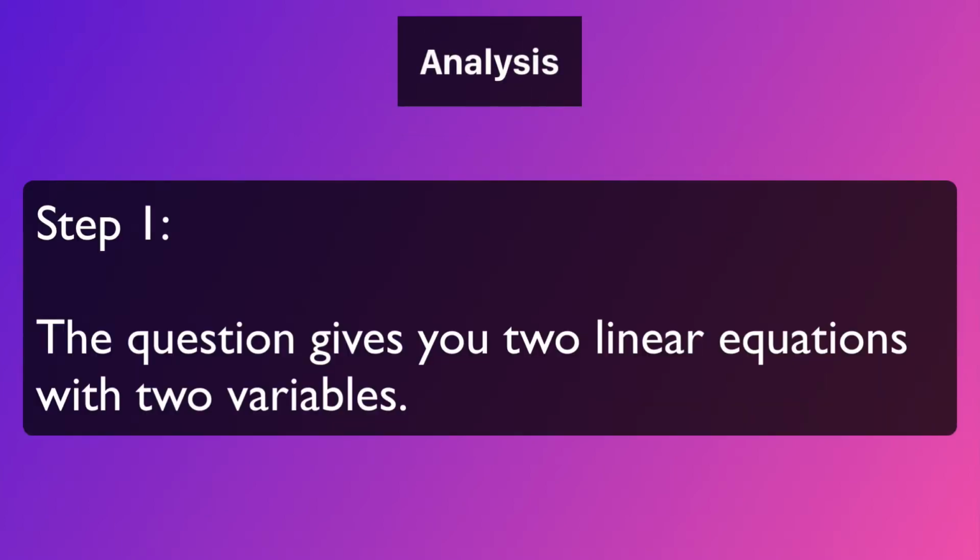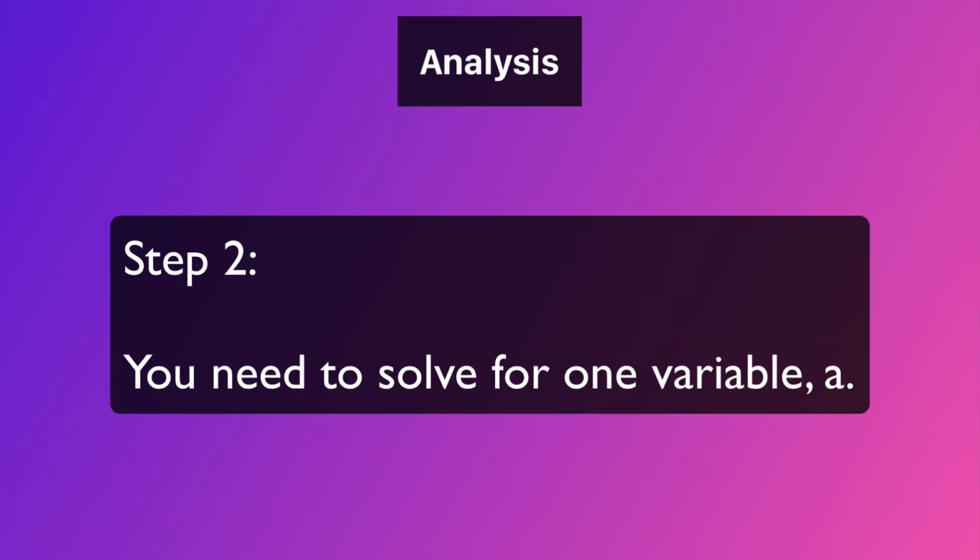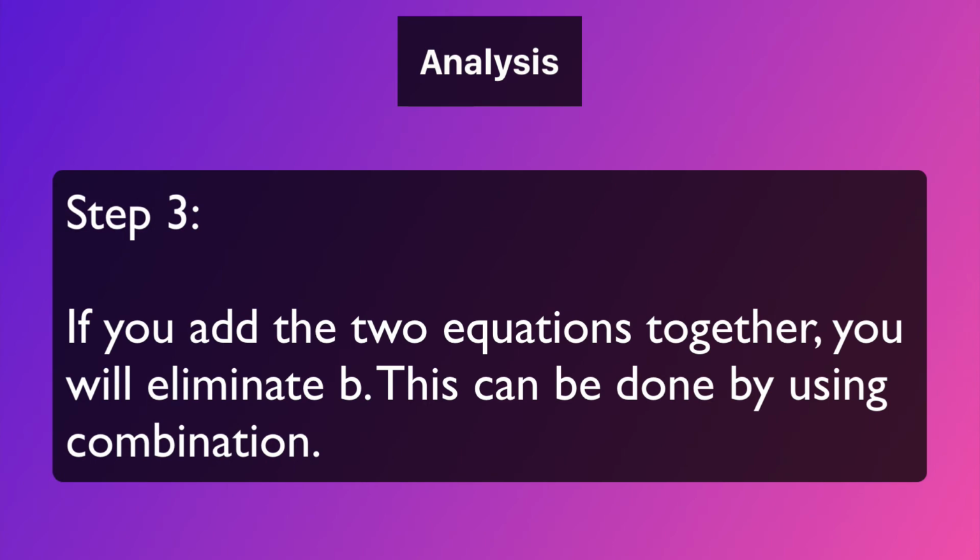Step 1. The question gives you two linear equations with two variables. Step 2. You need to solve for one variable, a. Step 3. If you add the two equations together, you will eliminate b. This can be done by using combination.